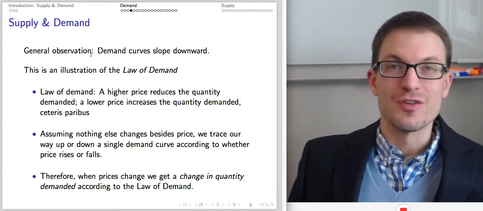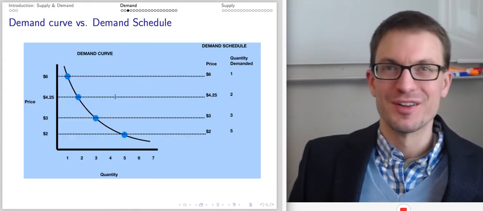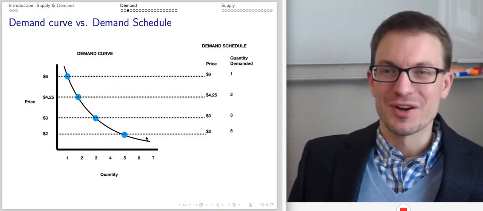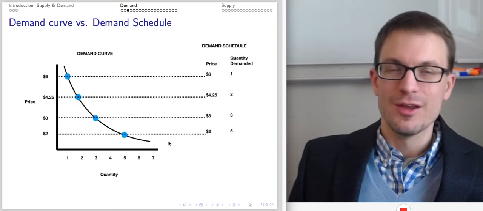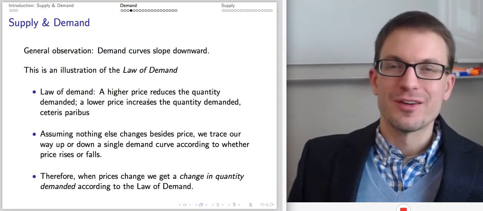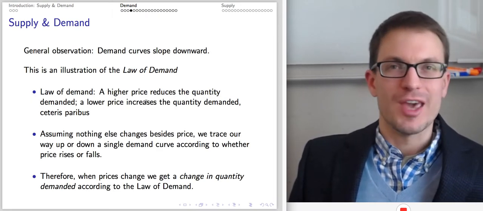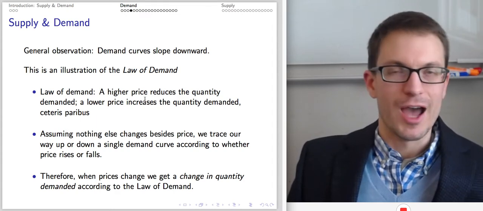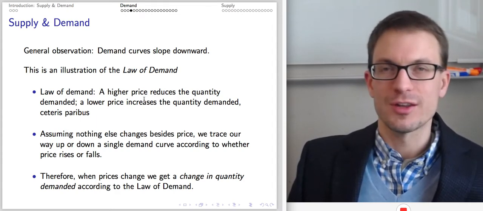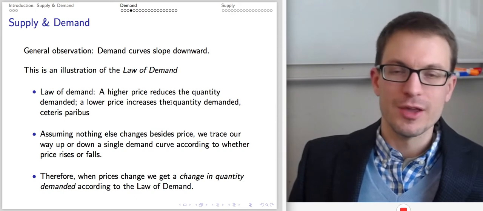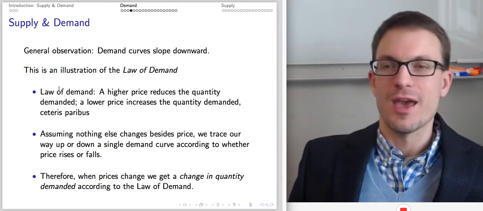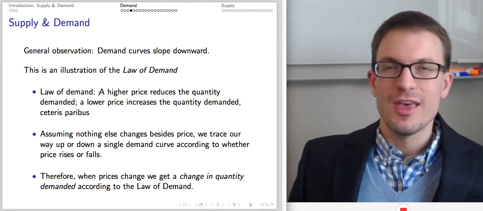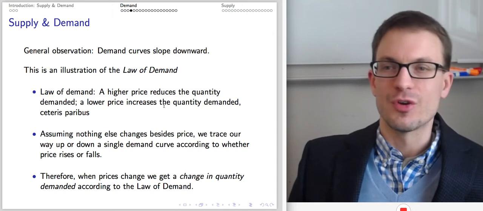Okay, so here's a general observation. Demand curves slope downward, right? So if you see a down-sloping curve, even if it's unlabeled, like I haven't labeled this here, I could put demand right here. Demand curves slope downward. This is just capturing your existing intuition that at higher prices, there's a smaller quantity that consumers want to buy. At lower prices, consumers want to buy a larger quantity. So this is what we call the law of demand. The law of demand simply says a higher price reduces the quantity demanded, a lower price increases the quantity demanded.